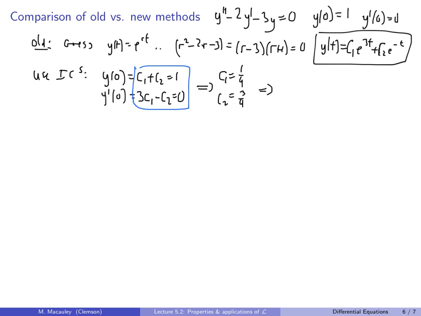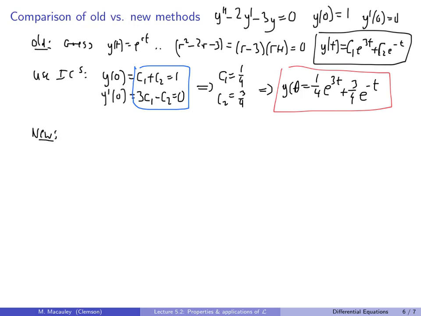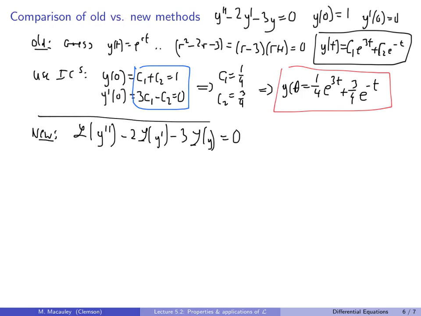And so the final solution is y of t equals 1/4 e to the 3t plus 3/4 e to the minus t. Okay, and let me box that. Okay, so that's the old method. Now, the new method, using the Laplace transforms, which you don't need to know to solve this type of ODE. We will need it for later ones when we have discontinuous forcing terms. But the new method is, we apply the Laplace transform first to everything: Laplace transform of y double prime minus 2 times Laplace transform of y prime minus 3 times Laplace transform of y equals the Laplace transform of 0, which is 0. That's the first step we always do.